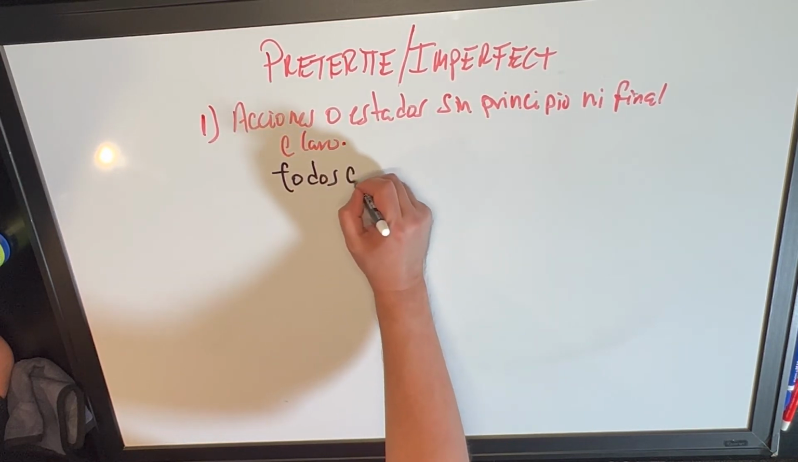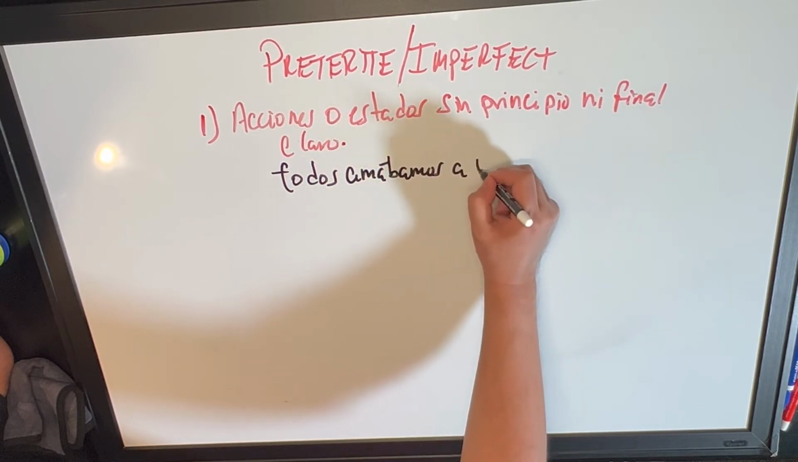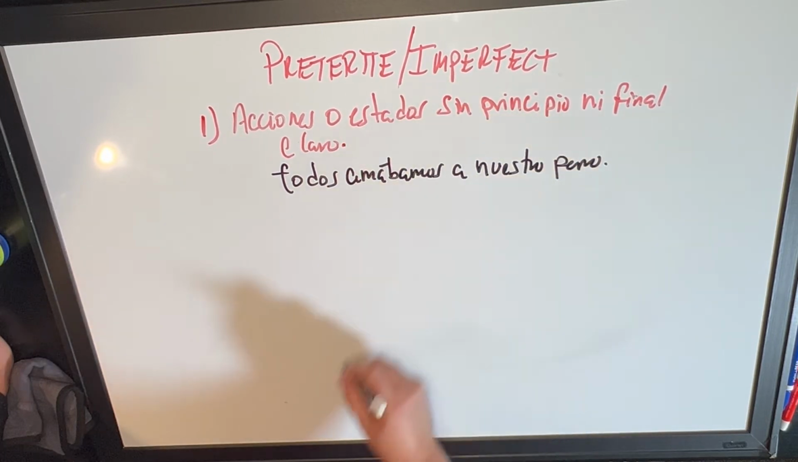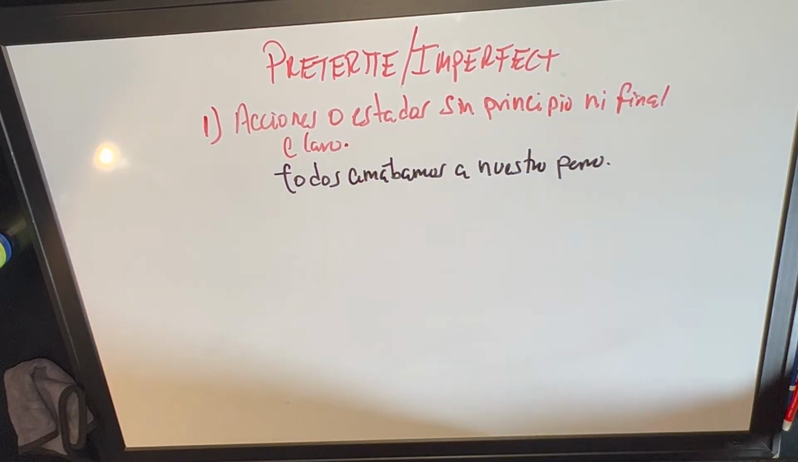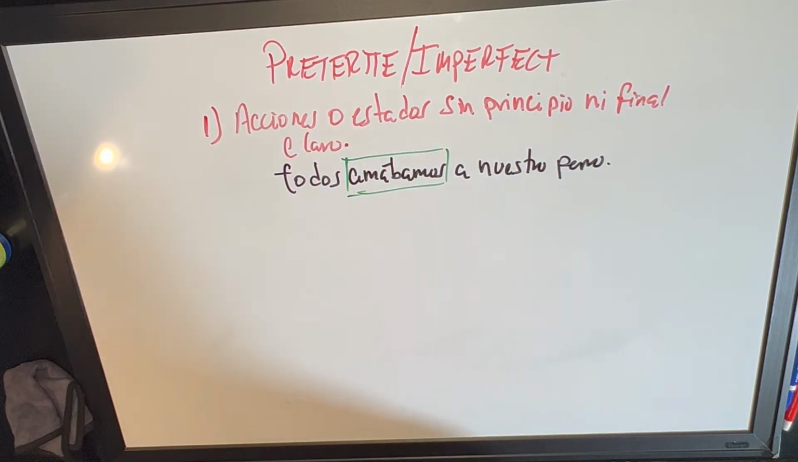Todos amábamos a nuestro perro. Okay? What I'm describing here is an emotion, the love we all felt for our dog. So that's something in the past, but it's not clear when this emotion began and where it ended. I'm describing a condition in the past.